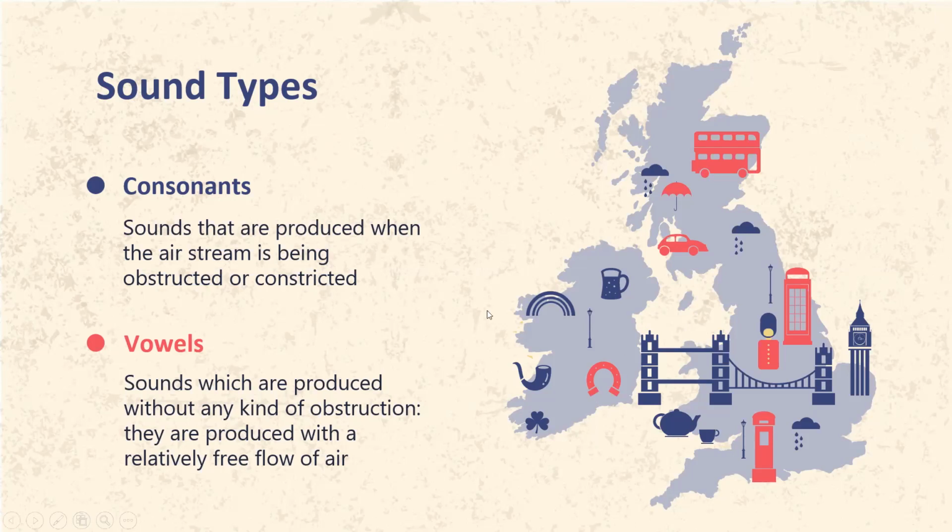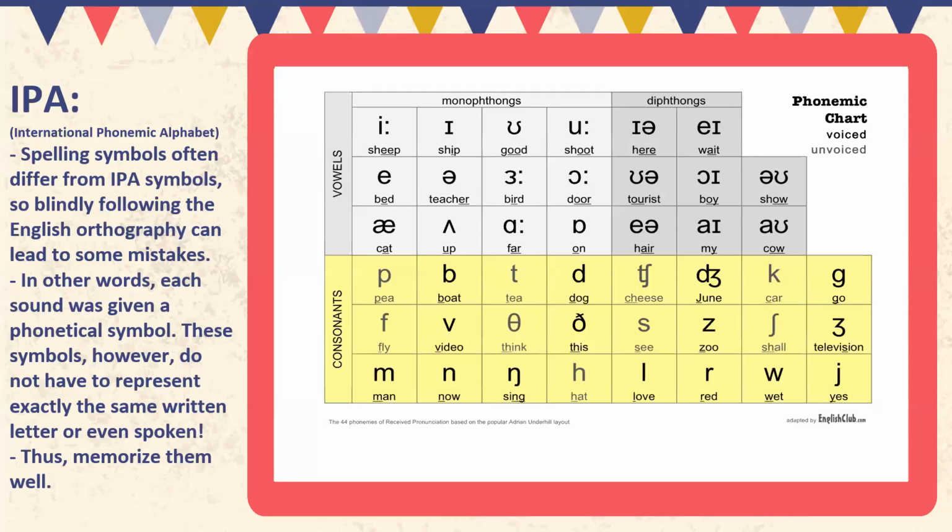So we have consonants, في عندنا الأصوات الساكنة, and we have vowels. Consonant sounds have some obstruction or constriction. Vowel sounds don't have any obstruction. They are produced with a free flow of air. Okay, these are the sounds.